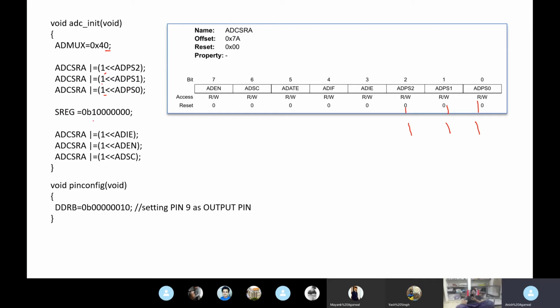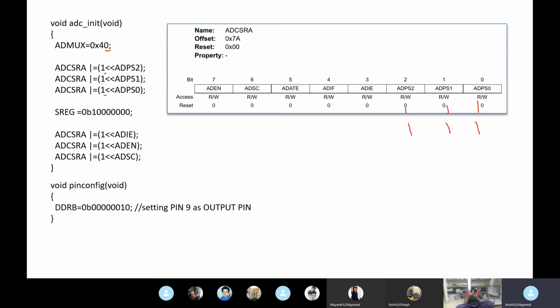Coming to the SREG. SREG is nothing but the global interrupt enable. Since we are going to use an interrupt service routine, we first need to set the global interrupt to 1, because if this is not 1, then none of the interrupts will work.